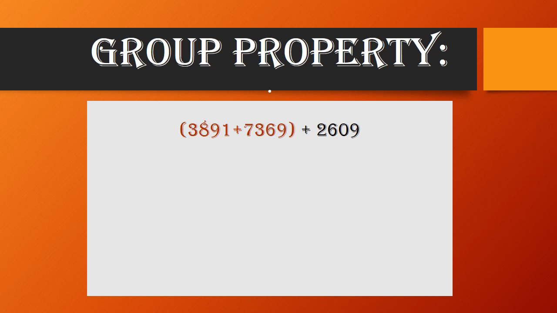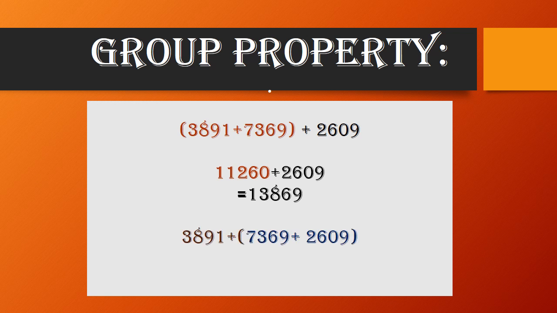One more example to show you the same group property. Here the first two numbers are grouped together, added together, and their sum is 11,260. Later on, 11,260 is added with 2,609. Now I will get the result as 13,869. Now the group property says that I can take any other two numbers also, and the same I have done in the next case.